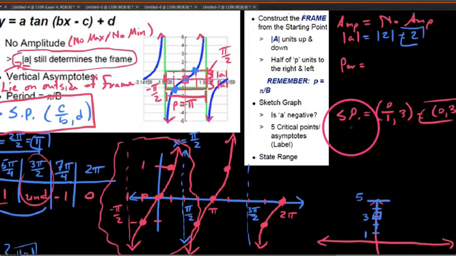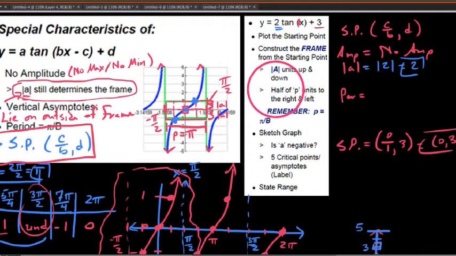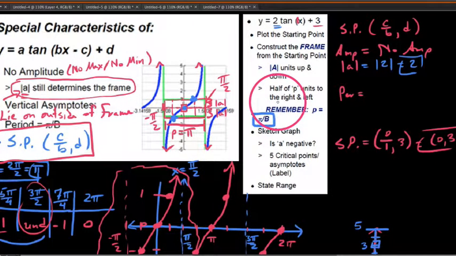Now, with respect to the period, remember that we're going to go half of the period to the right of the starting point and half of the period to the left of the starting point, since our starting point with tangent, and only tangent, is in the middle of the frame. So what we're going to do is find the period, and remember that we're actually going to take that period pi and divide by b.